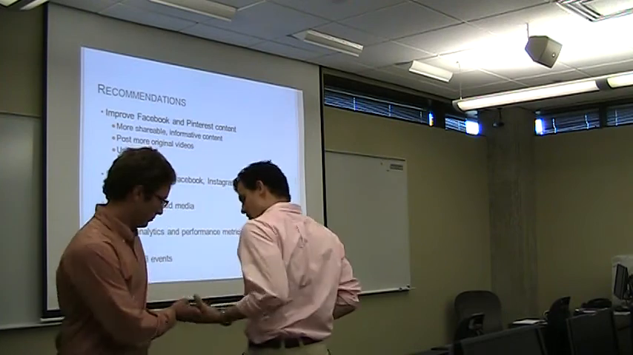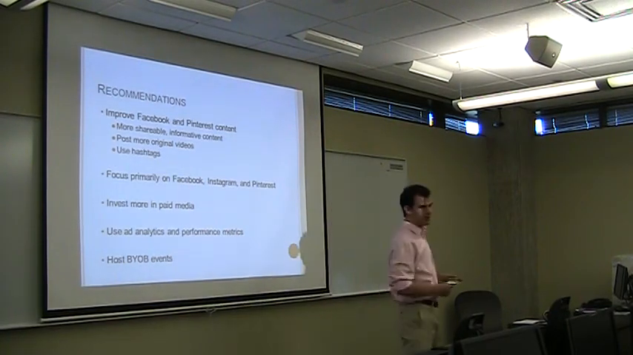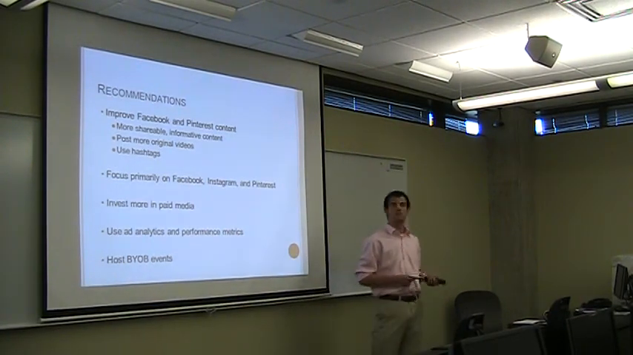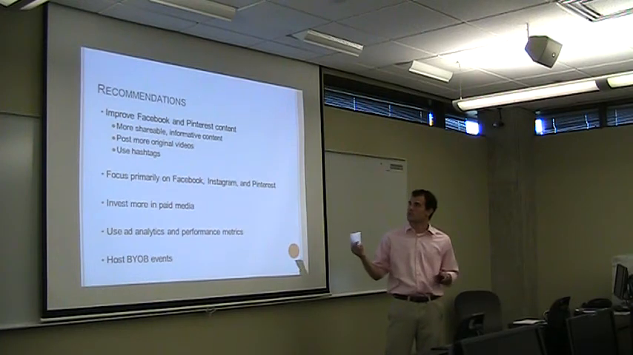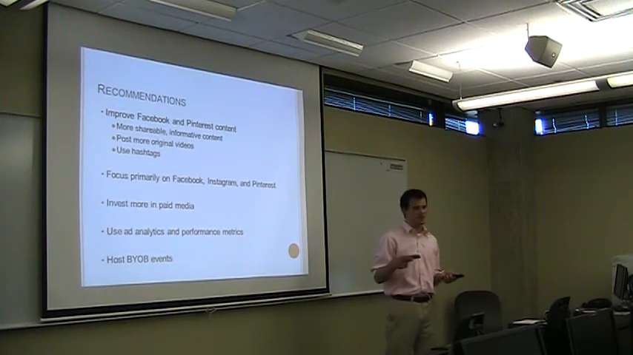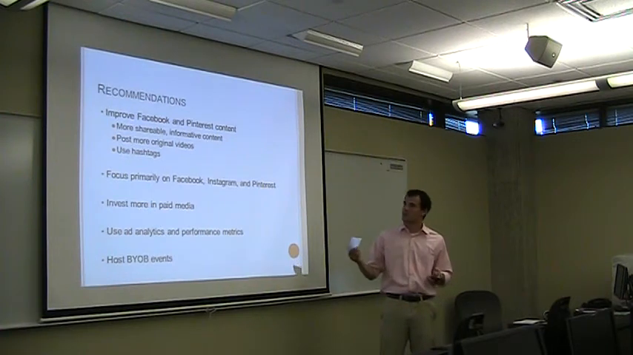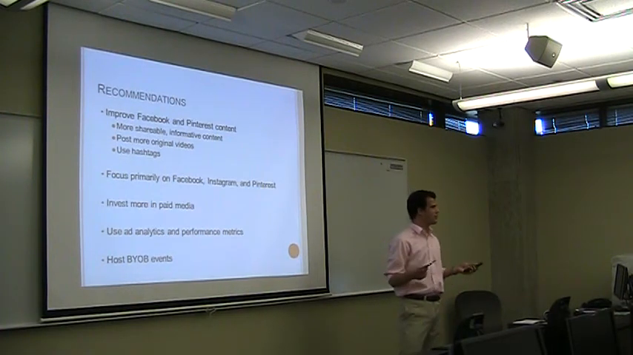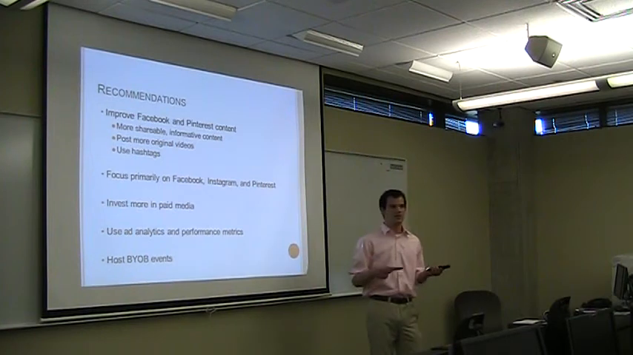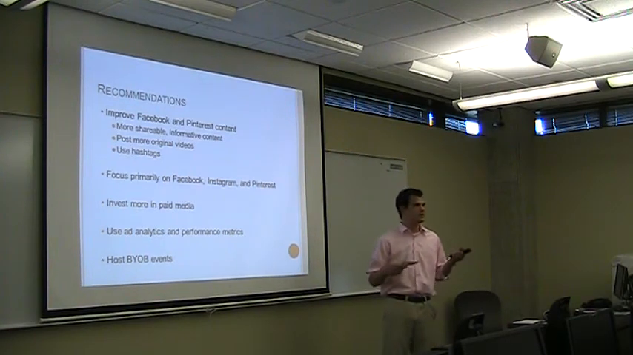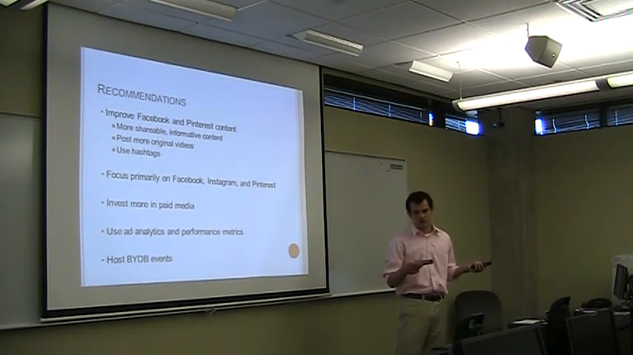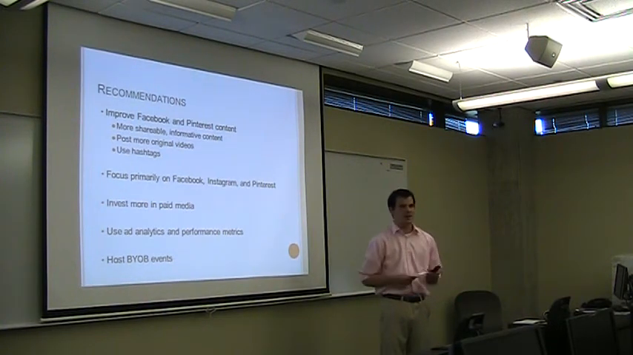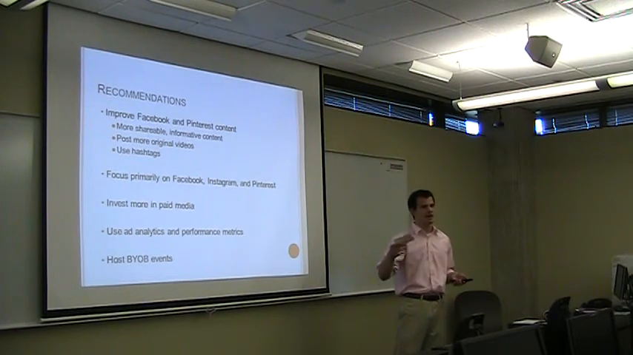Thank you, Michael. I'm Nico Campbell, and I'll be talking about the recommendations that we have for Craft based on our findings and conclusions. So our first recommendation is about improving their posts and the type of content that they put up. And by that we mean more shareable, informative, interactive content that people can relate to. So that would be something like instructions or how-tos on how to make an origami swan or things like that. Something that people can relate to and want to share with other people.